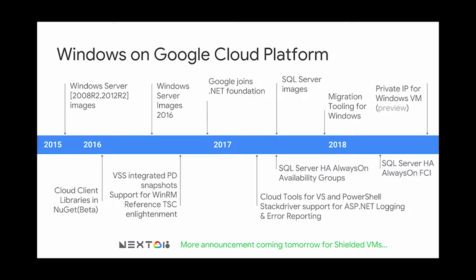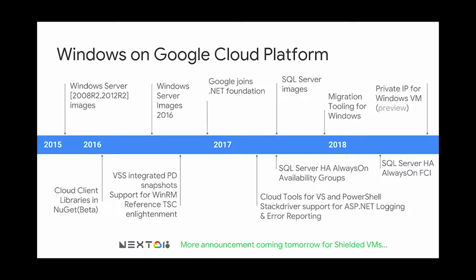We've also built a lot of features that are required for enterprise-ready workloads. So enterprises want support for clustering. They want support for high availability. They want the methods that work on-premise to also work on cloud, and we now have support for that. From the developer side, if you are a .NET developer on Google Cloud, we've also built in a bunch of tooling for Visual Studio, PowerShell, and Stackdriver for ASP.NET logging and monitoring.